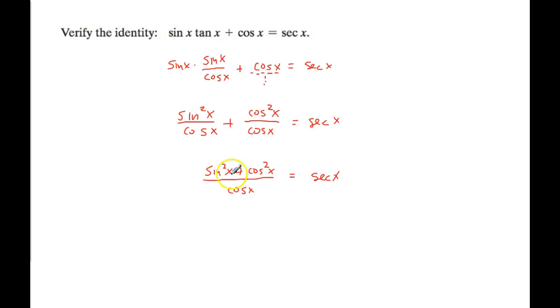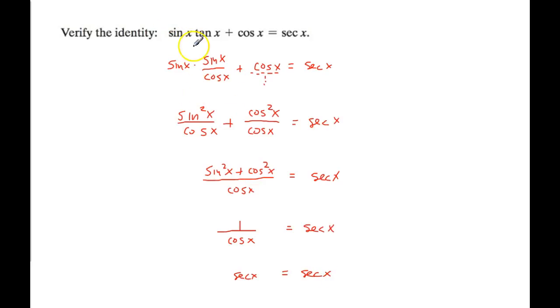This is the Pythagorean identity. Sine squared x plus cosine squared x is 1. Alright, and then 1 over cosine is defined to be secant. That's a reciprocal identity. So secant equals secant. I've shown the left side to be equal to the right side.